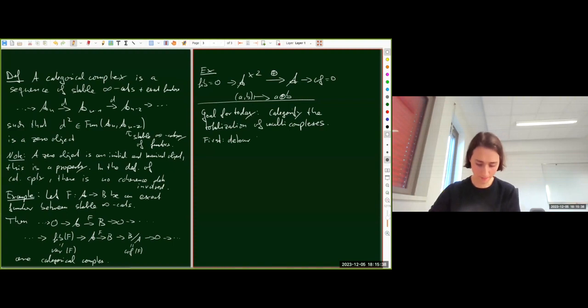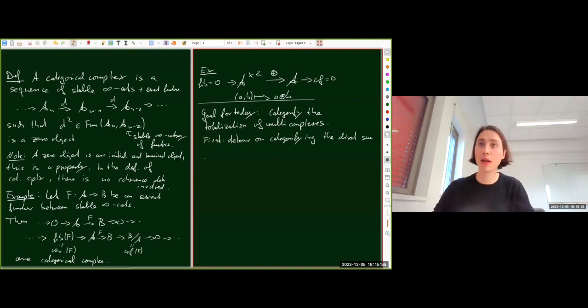A detour on how to categorify the direct sum. Categorifying the direct sum. So let's continue with our table. Classical, categorified.